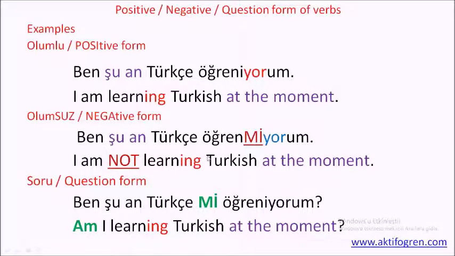So let's repeat one more time with Turkish sentences. Ben şu an Türkçe öğreniyorum. Ben şu an Türkçe öğrenmiyorum. Ben şu an Türkçe mi öğreniyorum? As you see, the sound in Turkish language goes up or goes down, depending on whether it is a question, positive or negative form, which is the same as toning in English.